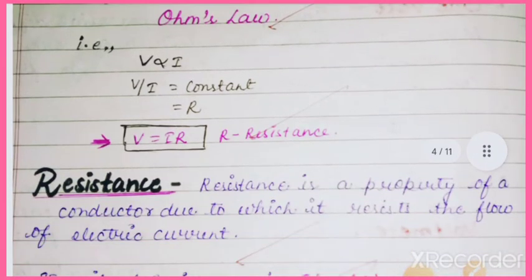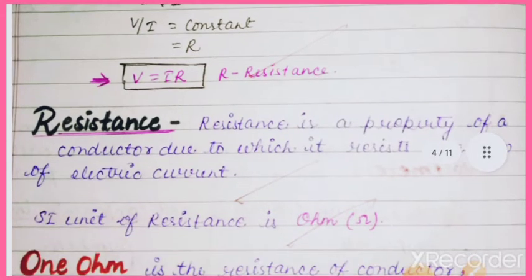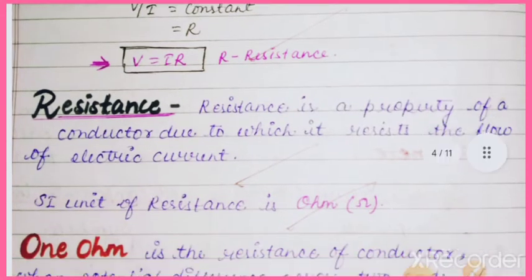So this is the formula: V is directly proportional to I, or you can also say that I is directly proportional to V. And to remove the proportionality sign, we must have a constant, right? When we put in the constant, this constant is called resistance, represented by R. So V is equal to I into R. So this is Ohm's law.